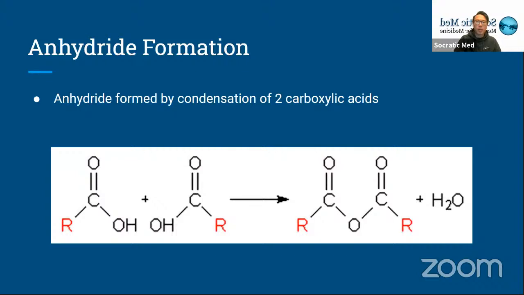Next, an anhydride. So for anhydride formation, you use 2 carboxylic acids to form an anhydride. This is also a condensation reaction because it combines these 2 carboxylic acids and forms water as a side product. So what happens is, through a nucleophilic acyl substitution reaction, you convert 2 carboxylic acid groups to an anhydride group, which is even more reactive than a carboxylic acid. So this is anhydride formation.